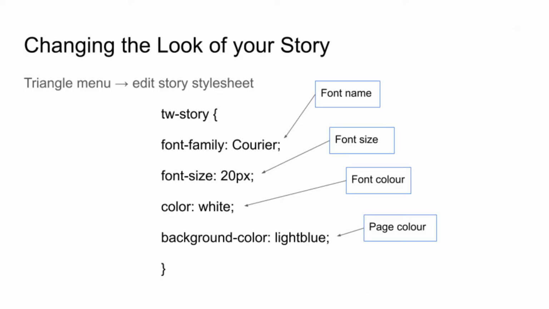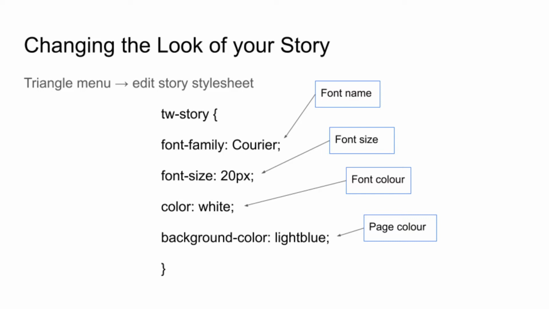Whatever we write in here changes the default settings. There are loads of variations of things to try. Today we're just focusing on the font and the background colour. Type in TW-story, curly bracket, font-family courier, font-size 20px, colour white, background colour light blue, curly brackets to close.